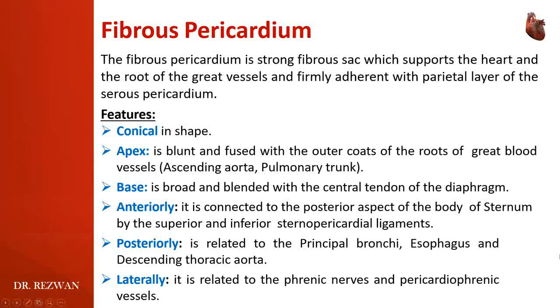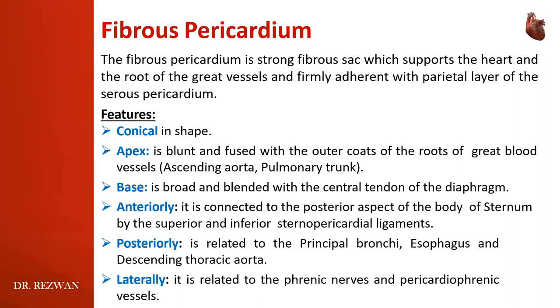Now let's start with the outermost layer, the fibrous pericardium. The fibrous pericardium is a strong fibrous sac which supports the heart and the root of the great vessels and is firmly adherent with the parietal layer of the serous pericardium.